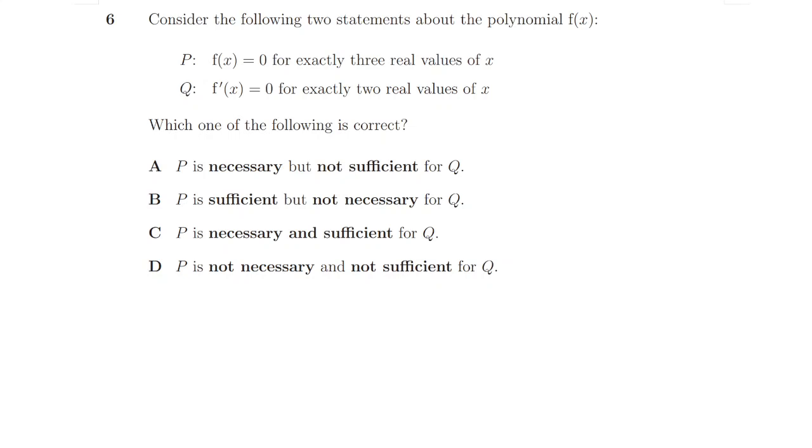So it's asking about necessary and sufficient conditions, right? So let's check then. We just have to check the implications both ways. So let's check P implies Q first. All right. P implies Q.